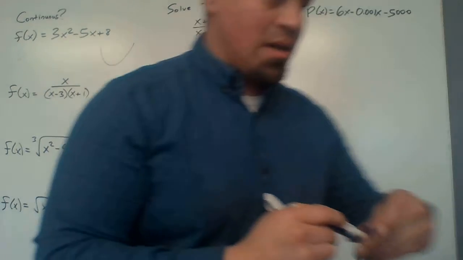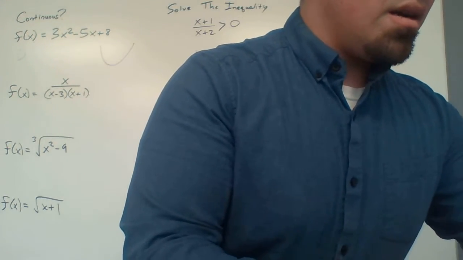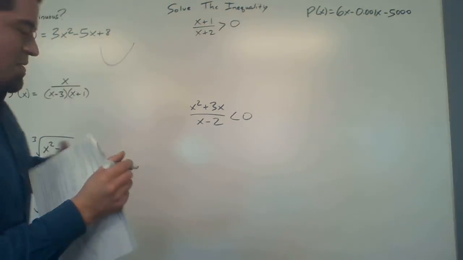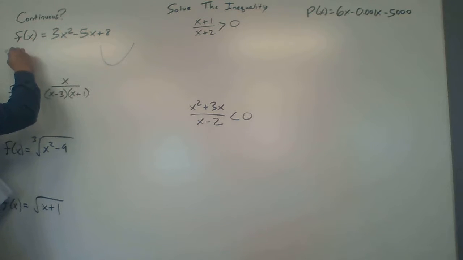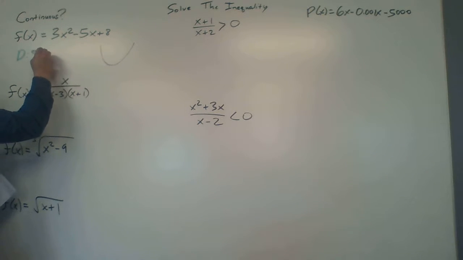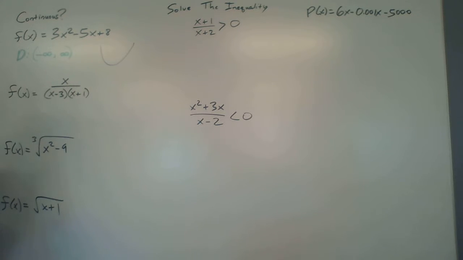Let me get a different marker here. I know you'll tell me not to use red, so I'm going to use green here. Negative infinity to positive infinity. Those are the possible values, or the domain of x.